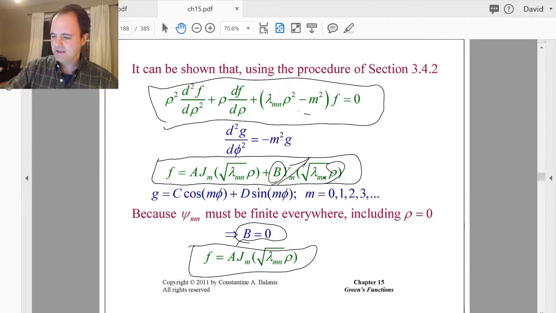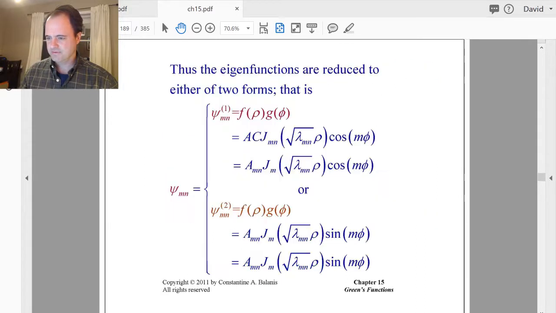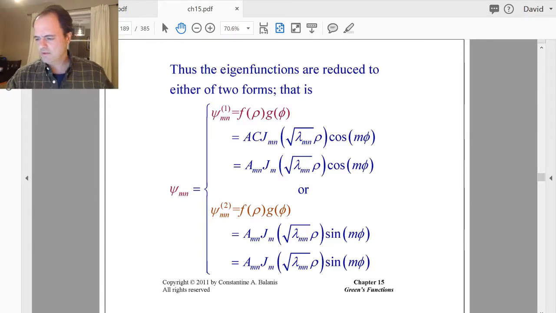And G has to be equal to this. All right. Same thing as e to the j m phi. You can write it as sines and cosines. All right. So now we have two solutions, psi1 and psi2 here. So we have one with cosines and one with sines.